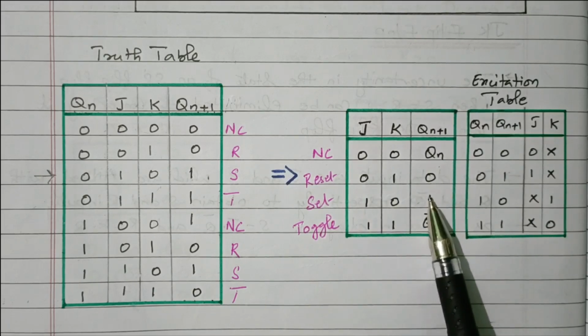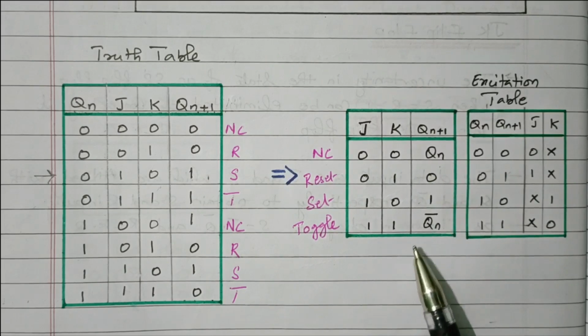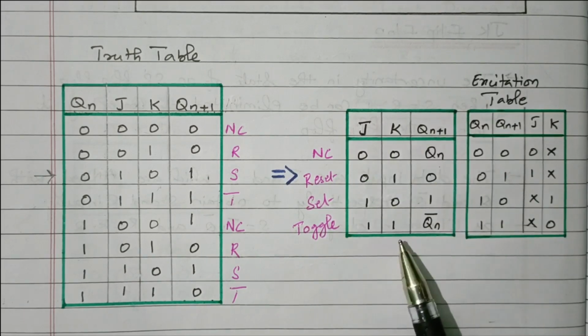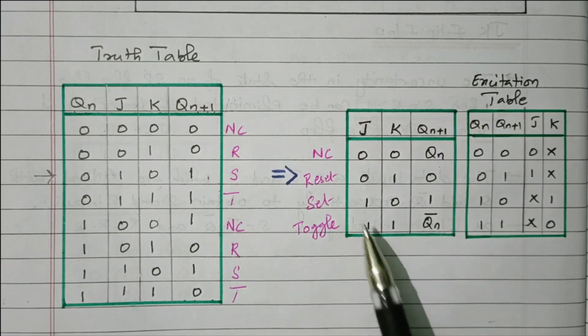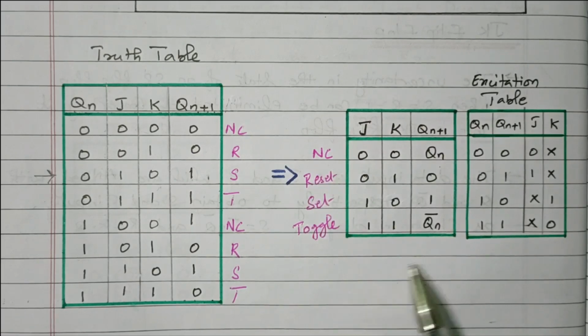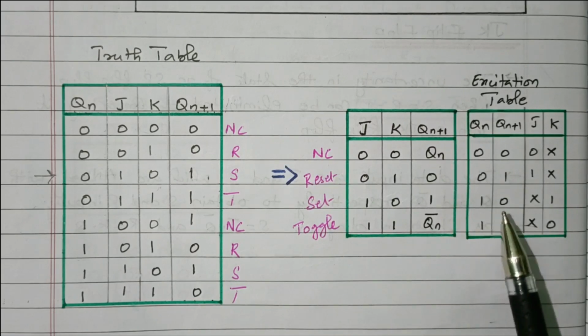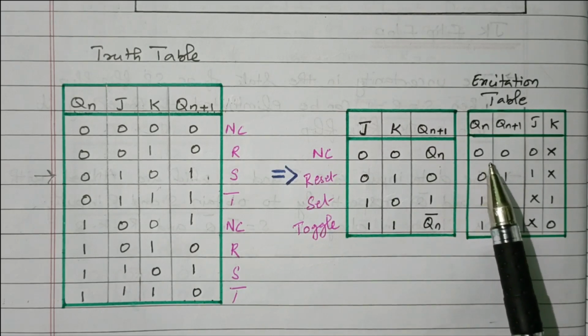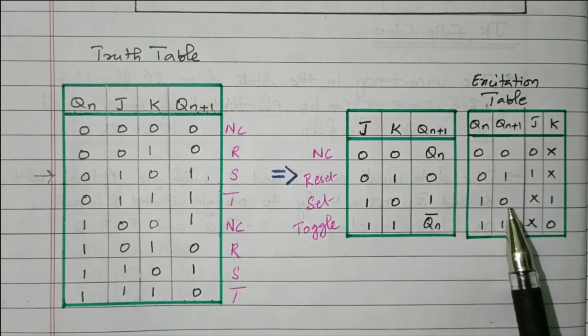1, 0 means set 1. Right. Now this is a simplified truth table that is given: no change, reset, set, toggle. Now we'll see the excitation table. What is an excitation table? From the output, we need to decide the input.